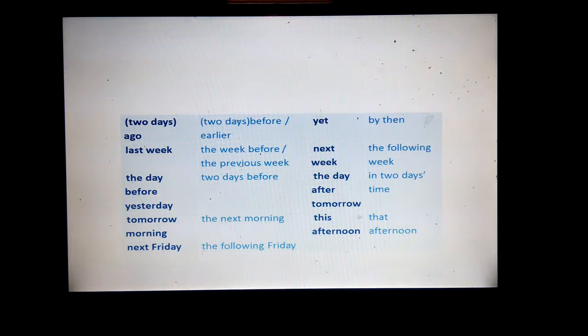The day before yesterday will be 2 days before. Tomorrow morning, the next morning, next Friday, the following Friday. Then if we have yet, by then, next week, the following week, the day after tomorrow, in 2 days time, this afternoon, that afternoon. Okay, you have to change these words if you want to change from direct to indirect speech.